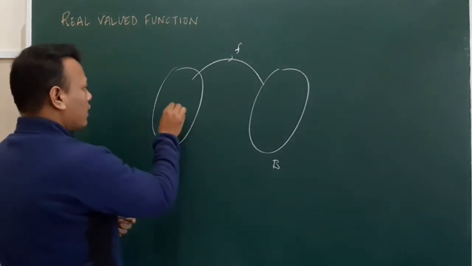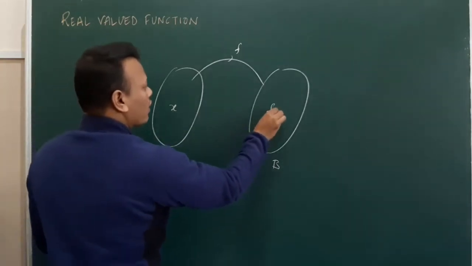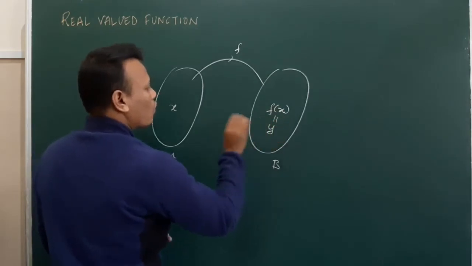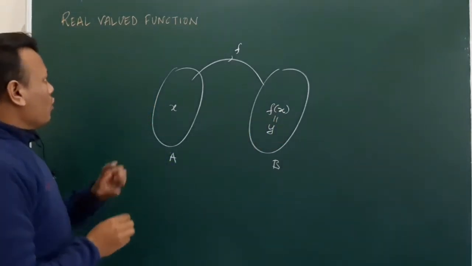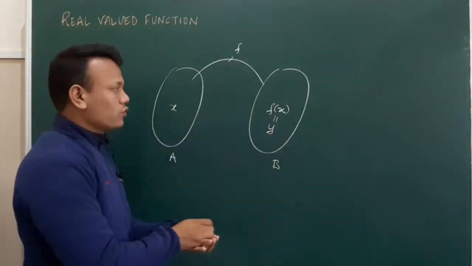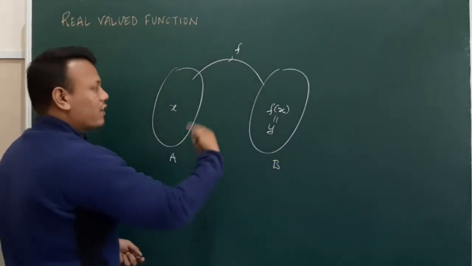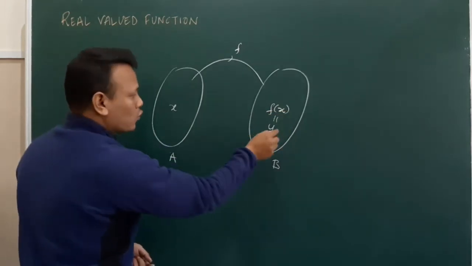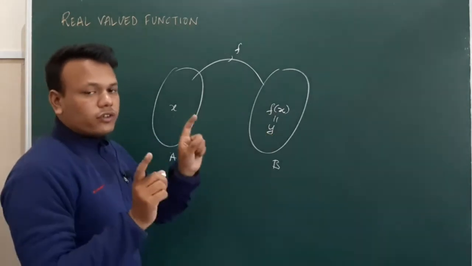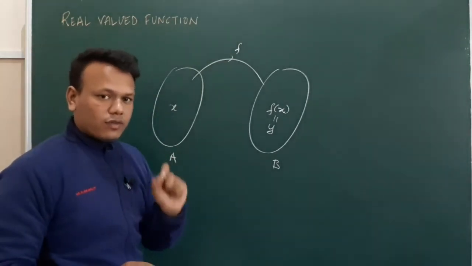So we know that if f picks up x, then it gives you f(x), isn't it? And let me call this f(x) equals y. Now, a real valued function is a function whose ultimate value, that is y, because f is picking up x and giving me f(x), that is y. That means y is the ultimate value, isn't it? So if my ultimate value is a real number, then such kind of function is known as a real valued function.